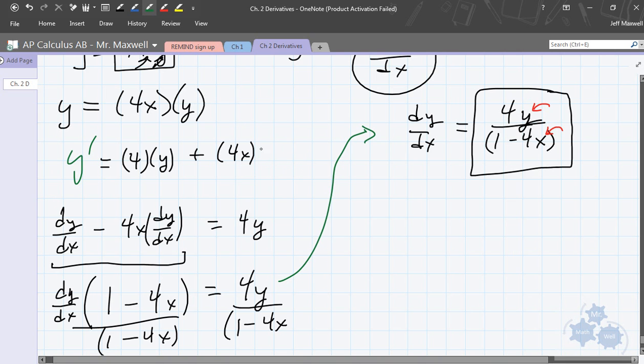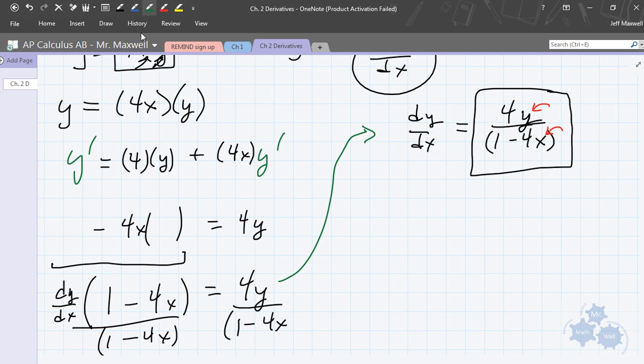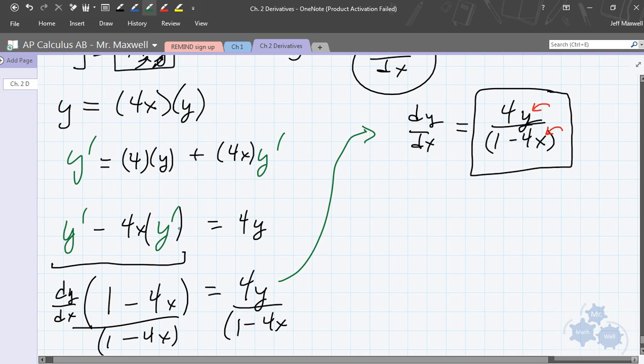y prime. See, I like this a little bit better. This is going to be y prime, and this is going to be y prime. So, y prime, y prime. Now, to me, it's like, oh yeah, that's easy. I've got a common factor here, it's y prime, and so you pull the y prime out.